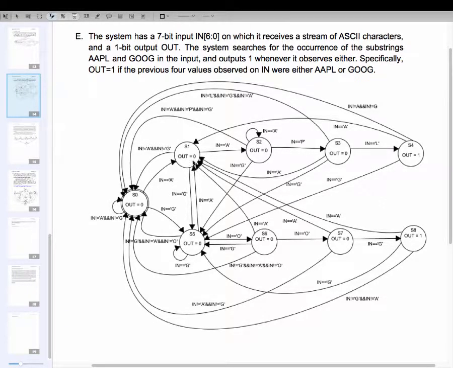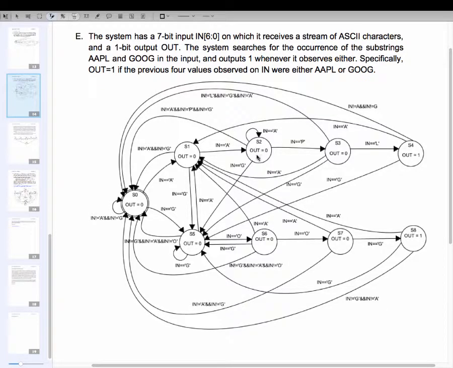Let's take an example. I moved to the first state. I saw an A, I'm in this state. What are the possibilities? Well, if I see an A, I move to S2. So that's the good case. If I'm here and I see a G, that means it could be a potential start of the Google pattern, so I jump out here. So what you see out of this state is two possibilities, A or G, and for anything else, I go back to start.